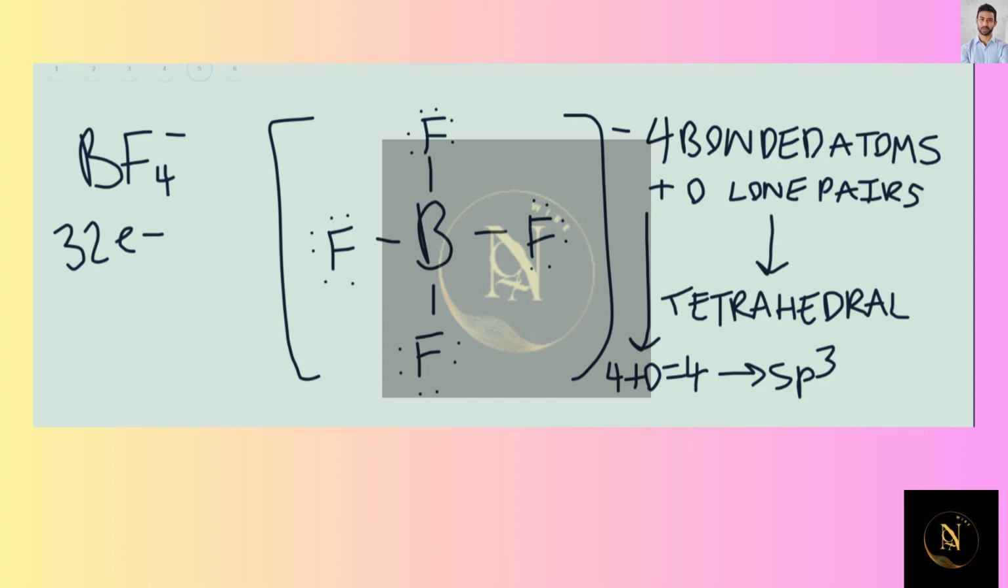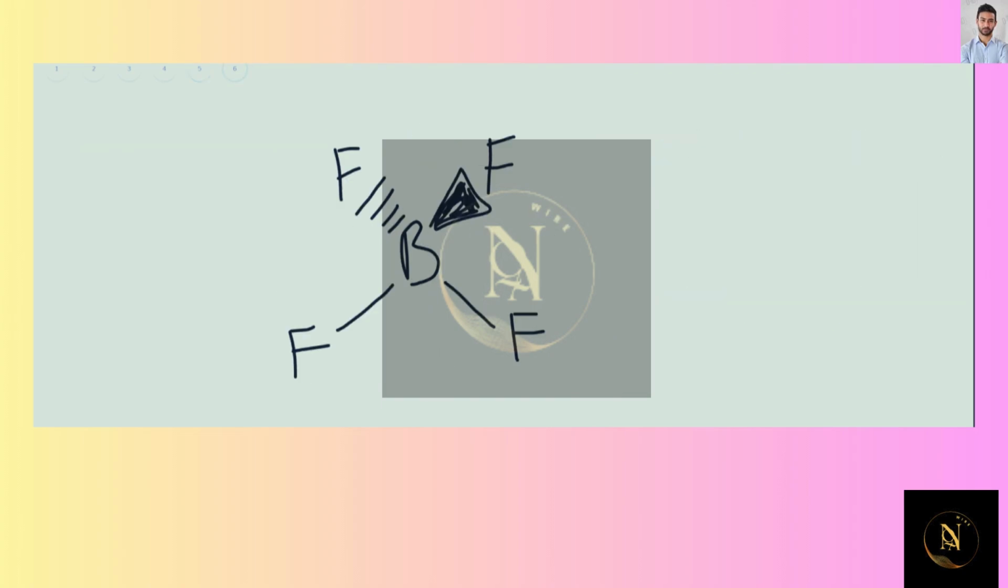So this Lewis structure has 4 bonded atoms around our central atom and 0 lone pairs, which means we have a tetrahedral structure. And since 4 plus 0 equals 4, we only have 4 things around our central atom. This is sp3 hybridized as well, just like the cation. So what does this look like? It just looks like a tetrahedron with boron at the center, and each of the corners is a fluorine atom. And same as before, our bond angles are 109.5 degrees.